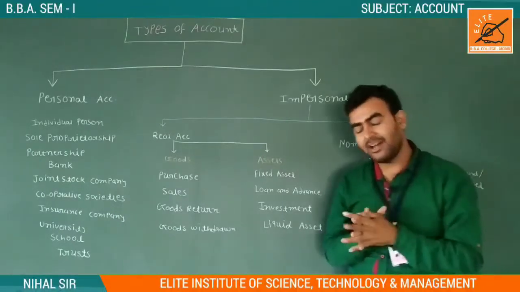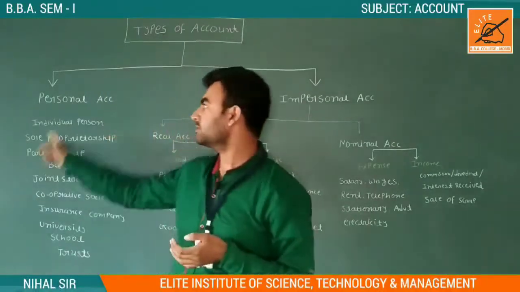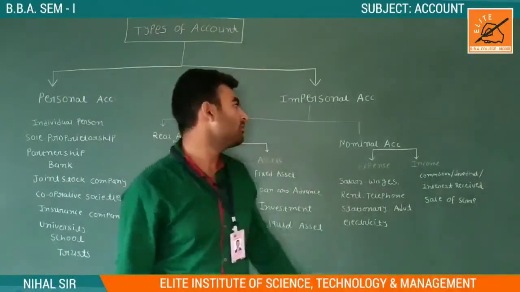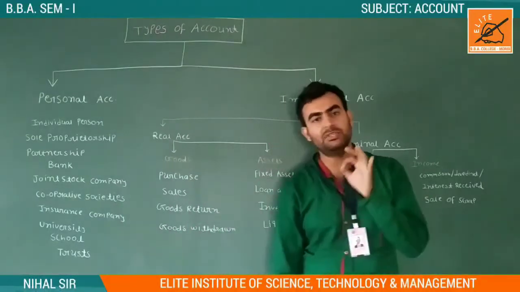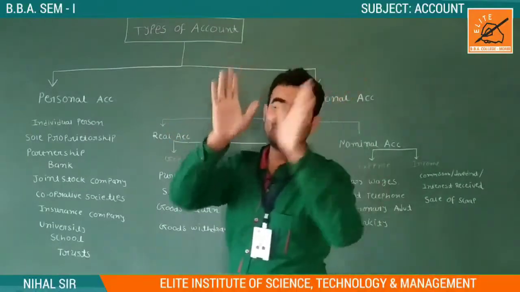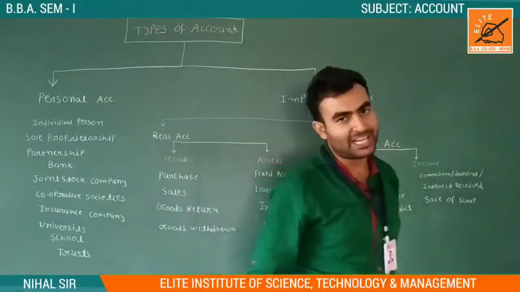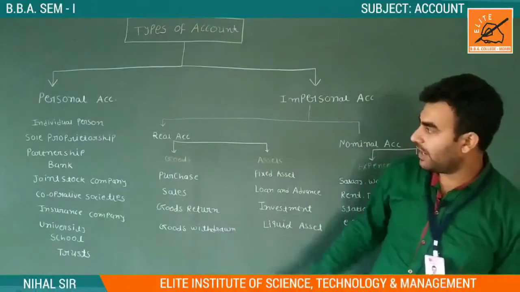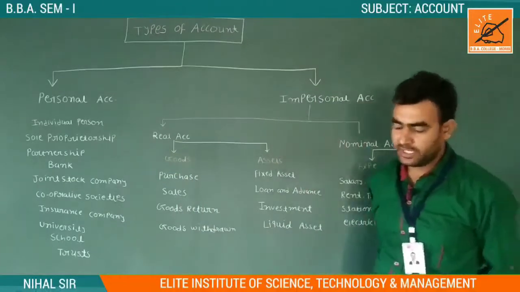But there are mainly two major accounts. One is the personal account and the second is the impersonal account. In Gujarati, in 11th-12th, we told that one is a person-type account and the other is a non-person-type account. Here we have personal account and impersonal account. First of all we are discussing personal account, and after that we will move on to impersonal account.